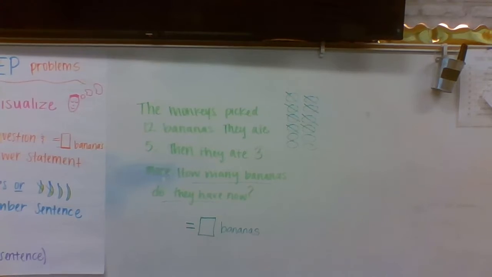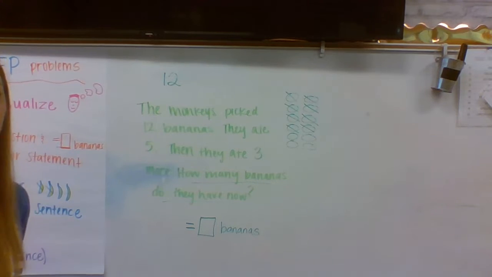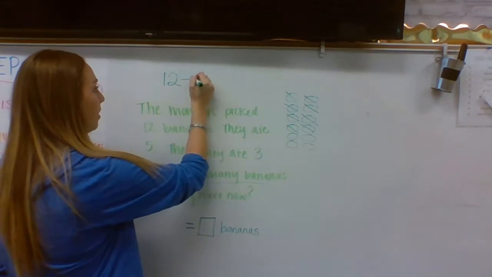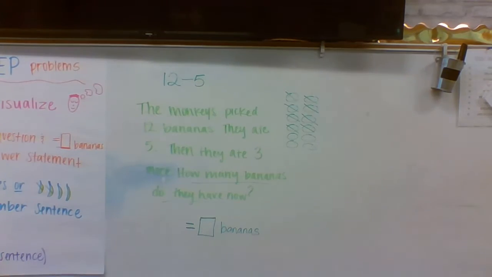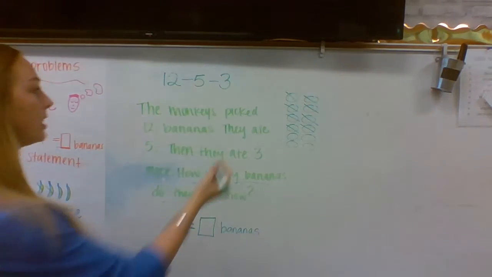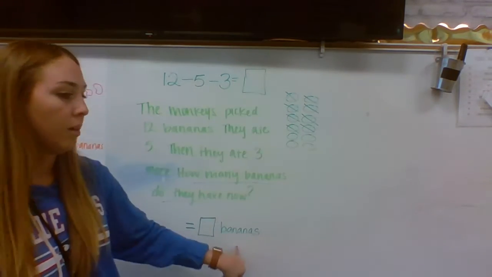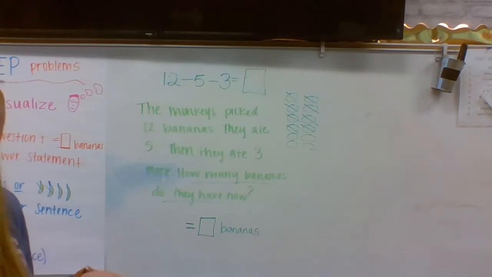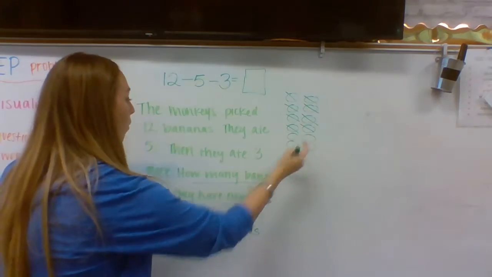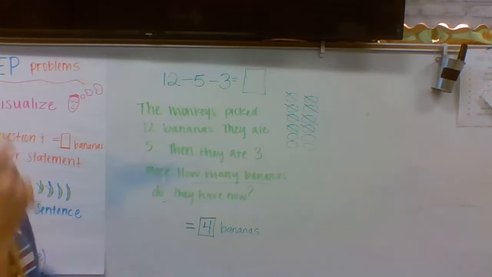Make sure I have plenty of room over here. The monkeys picked 12 bananas, which means they have 12 to start with. They ate 5. If I'm eating them, I'm taking them away. Then they ate 3 more. I need to take away 3 more. How many bananas do they have now? There's my answer. It already goes with my answer statement, blank bananas. Either way, I should get the same thing. So let's see. Over in my picture of my green circular bananas, I had 1, 2, 3, 4 bananas left. Let's see if my number sentence or my equation matches.